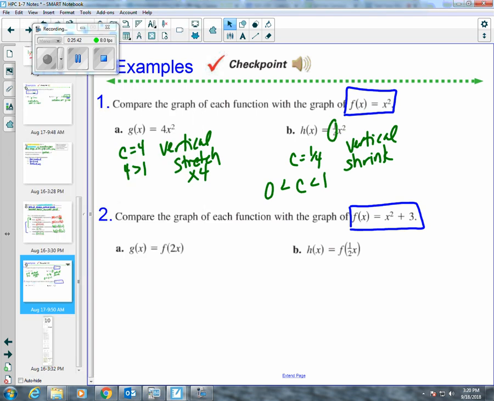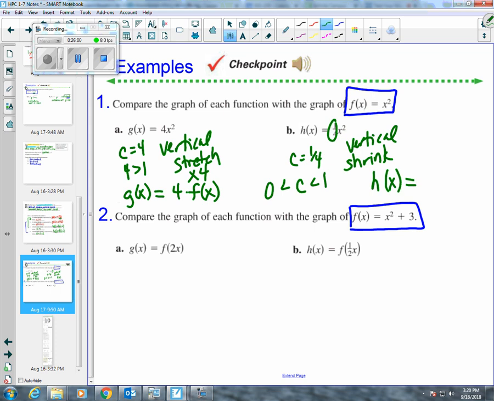If I wrote these in function notation, I think that's important to talk about as well. G of x would be written like this. G of x would be taking the original function f of x and timesing it by 4. That would be that vertical stretch. Same thing with the second one. H of x would be taking that original function f of x and timesing it by a 4th. The number is on the outside. So that's how we'd write it in function notation.